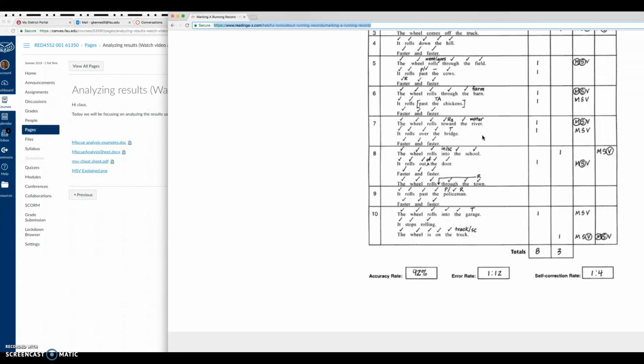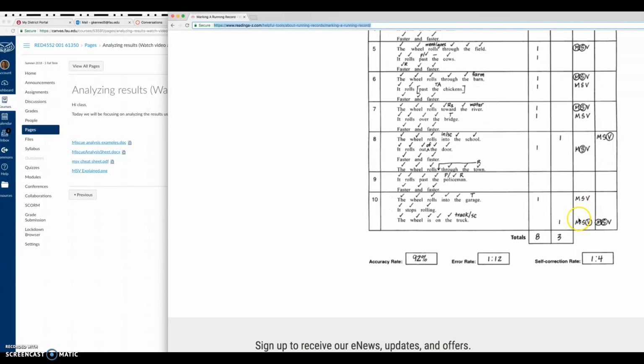Let's just look at an example of a V. If you go down to here, in section 8, you see the wheel rolls in the school. Into the school. Does it look similar? Yes, there's the same matching of letters within the words. So they circled a V for visual. Another one they circled a V for down here where it says, the wheel is on the truck. They said track, but it does look very similar, so they chose to mark it as visual. Does it make sense? The wheel is on the track? Yes. Does it structurally make sense? Yes. So they added in the M and the S to it.